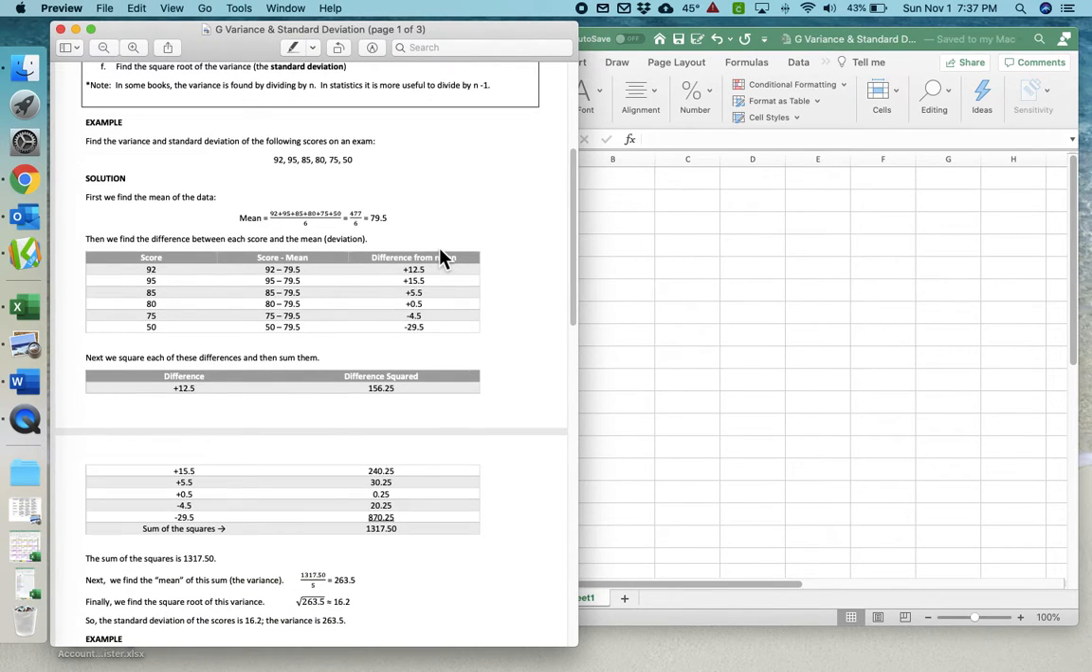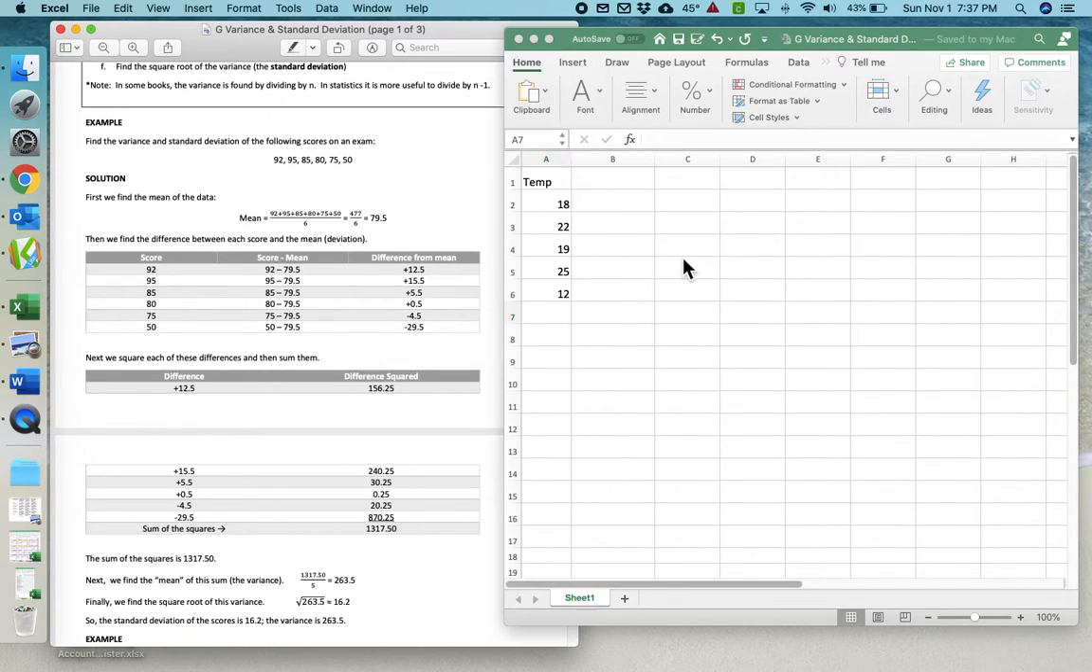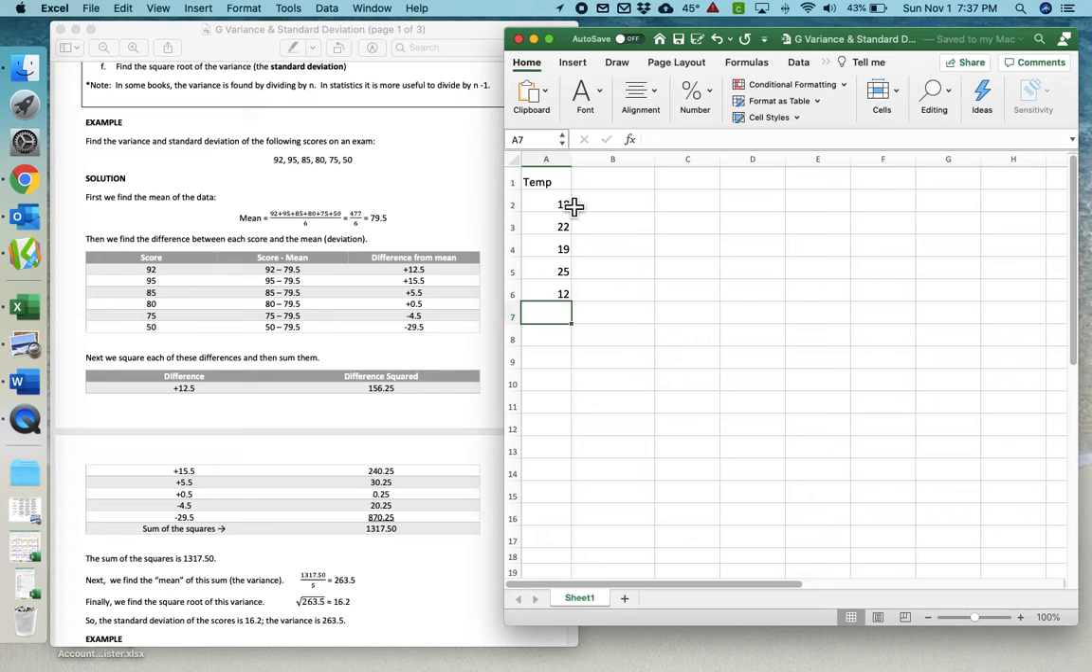So here in our example, we're finding the variance and standard deviation of the following scores on an exam. And I've obviously not got them in here correctly. So 92, 95, 85, 80, 75, and 50. And those are our scores. So the next thing we want to do is find the score minus the mean. Actually, that's the second thing we want to do. The first thing we need to do is find the mean.